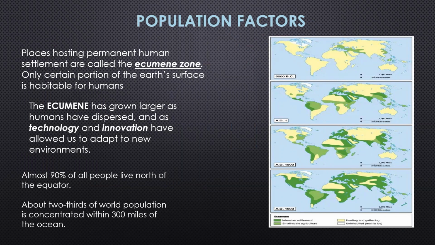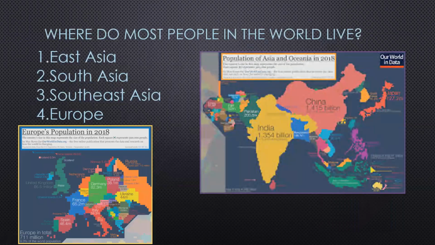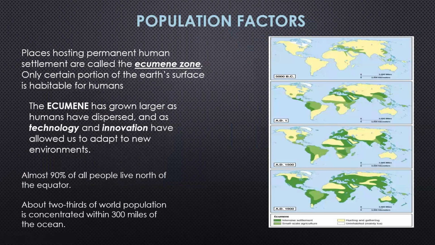But before we dive into that, these permanent clusters of settlements that we've seen in these maps here, those in Asia and Europe, these are called ecumene zones, places hosting permanent human settlement. Throughout the course of history, the ecumene has grown larger as humans have dispersed, as technology and innovation have allowed us humans to adapt to new environments. So almost 90% of all people live north of the equator, and about 2/3 of the world's population are concentrated within 300 miles of the ocean or an ocean.